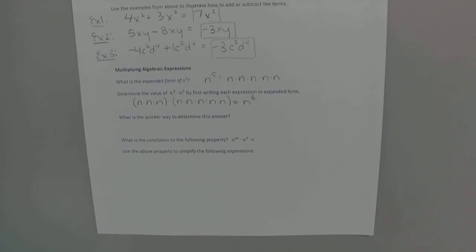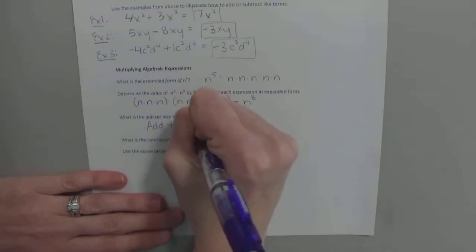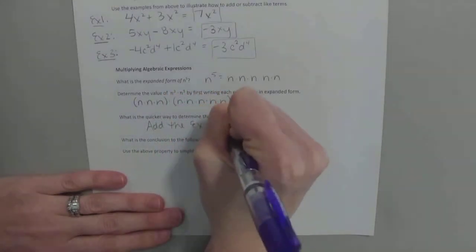So I just said, okay, we know the expanded version of n to the fifth is 5 n's in a row. So that means the expanded version of n to the 3rd is 3 n's in a row. So when we multiply them, we end up having 8 n's in a row, which is n to the 8th. So what's a quicker way we could have done with 3 and 5 to get 8? What can you do with 3 and 5 to get 8? Add them, right? So all we need to do is just add the exponents.